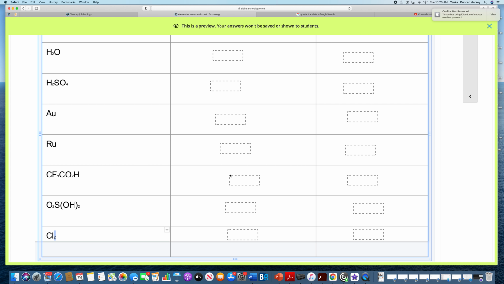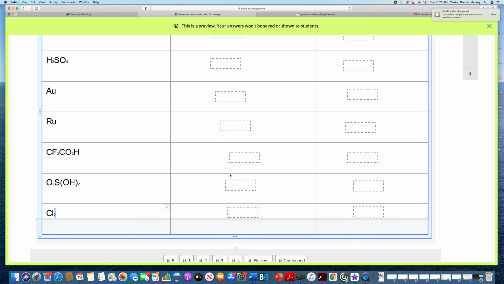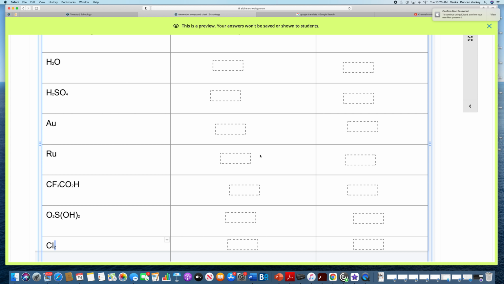You're going to answer the rest of these questions on your own. The answer choices are here down below. You can use answers more than once because you're going to have multiple elements and multiple compounds. Please complete this chart. I believe you have 2 or 3 attempts to complete it. Do the best that you can. This will be considered a major grade.